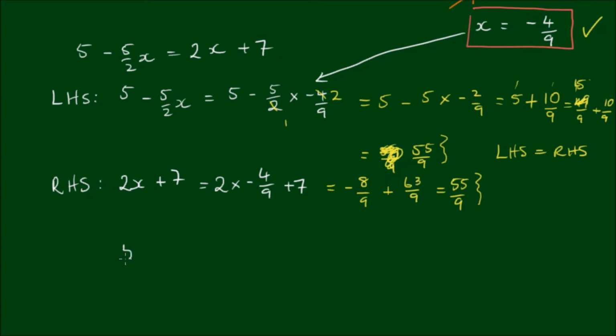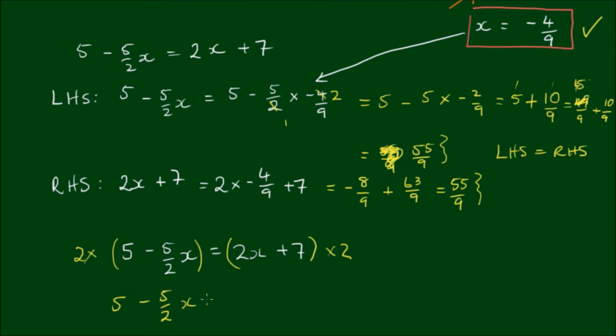Now before I finish, a common mistake that I see people make is when they rearrange the equation, they want to get rid of this 2 on the bottom first, and there's nothing wrong with that. But to do that, we have to multiply the entire left-hand side by 2 and multiply the entire right-hand side by 2. Instead, what I see people do is they go 5 minus 5 on 2x by 2 is equal to 2x plus 7 by 2, and they end up with the result 5 minus 5x is equal to 2x plus 14.